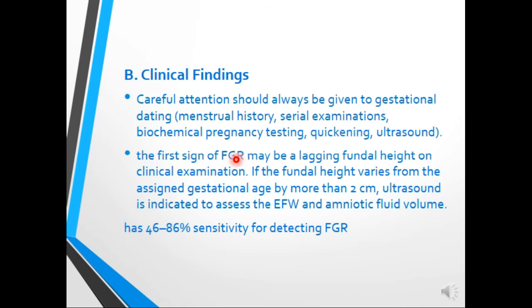The first sign of FGR may be lagging fundal height on clinical examination. If the fundal height varies from assigned gestational age by more than 2 cm, ultrasound is indicated to assess estimated fetal weight and amniotic fluid volume. And this has a sensitivity of about 46 to 86% for detecting FGR.